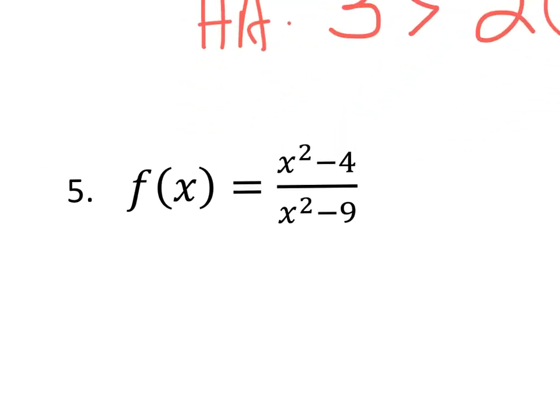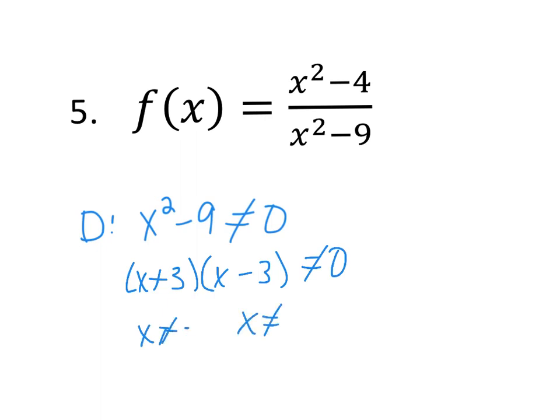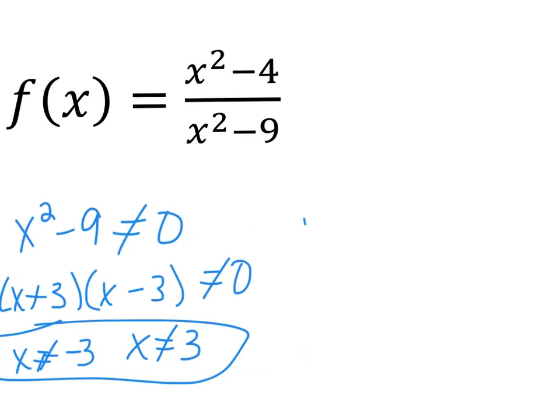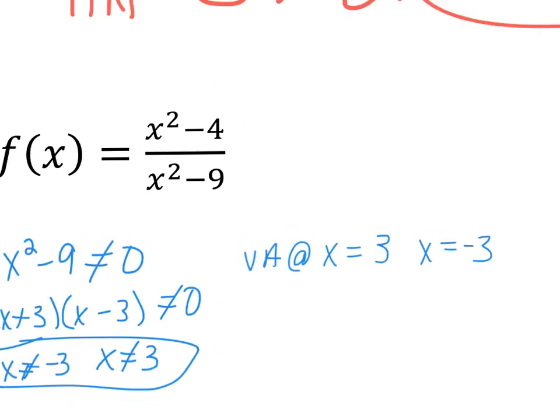I'm just starting to get a little redundant. Yes. Good. I want it to be like that. Domain. How do I find the domain? Denominator cannot be 0. Guys, factor this. x plus 3 and x minus 3. So x cannot be negative 3 or positive 3. So my vertical asymptotes are at x equals 3 and x equals negative 3.